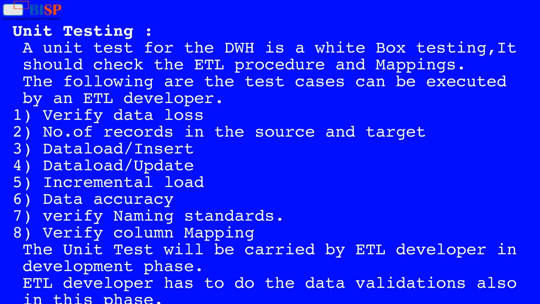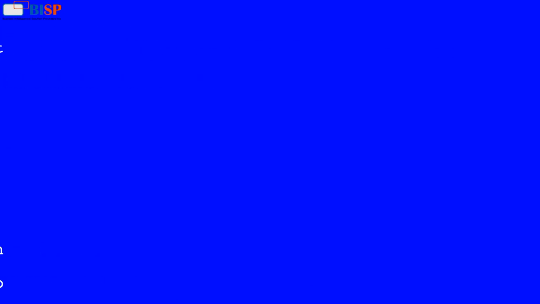1. Verify data loss. 2. Number of records in the source and target. 3. Data load or insert. 4. Data load or update. 5. Incremental load. 6. Data accuracy. 7. Verify naming standards. 8. Verify column mapping. The unit test will be carried out by the ETL developer in the development phase. The ETL developer has to do the data validations also in this phase.